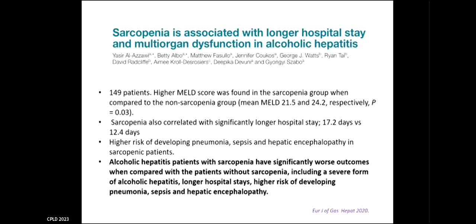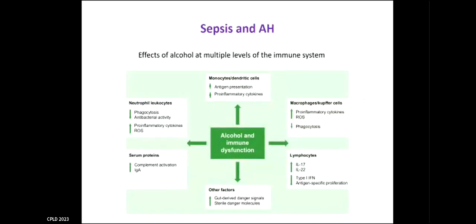So alcoholic hepatitis patients with sarcopenia have significantly worse outcomes when compared with those without sarcopenia, including a severe form of alcoholic hepatitis, longer hospital stay, high risk of developing infections, sepsis, and hepatic encephalopathy. So clearly showing that, apart from scoring systems, sarcopenia is also important in determining prognosis of alcoholic hepatitis.